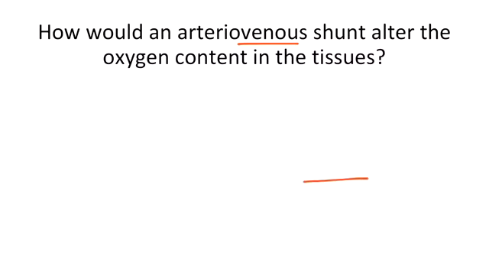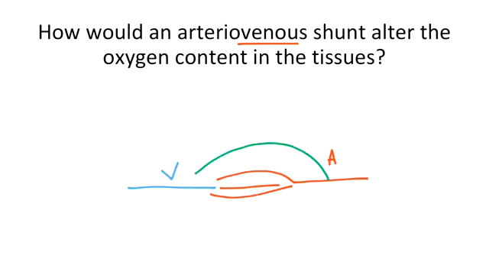So I'll draw that very simply here. This is an artery. Here are the capillaries, and this is a vein. An AV shunt allows blood to go directly from the artery to the vein. Essentially, blood bypasses the capillaries such that less oxygen reaches the tissues. This means the oxygen content in the veins is also increased.